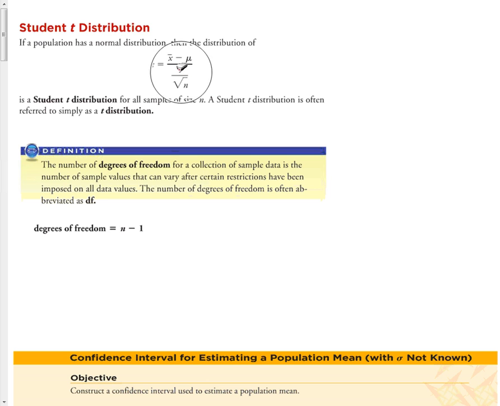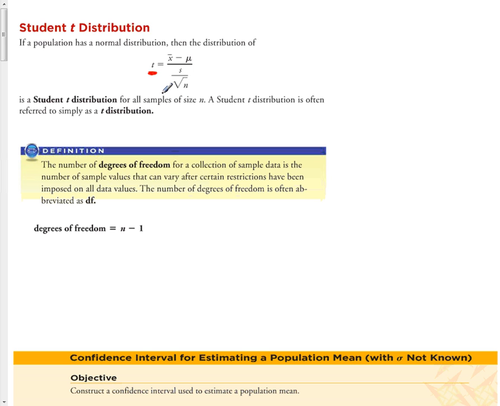So if we don't know the population standard deviation, we have to resort to the sample standard deviation. And if we're using the sample standard deviation, we have to use the t distribution. We cannot use the z distribution. So this is a student t distribution for all samples of size n. A student t distribution is often referred to just as the t distribution. So if you hear me saying t distribution, this is the one I'm talking about.